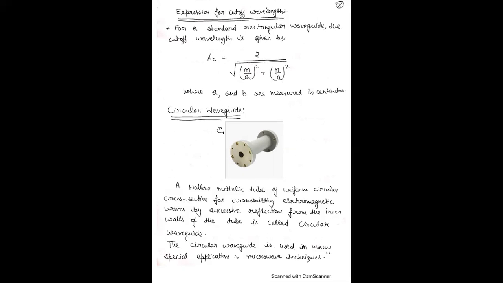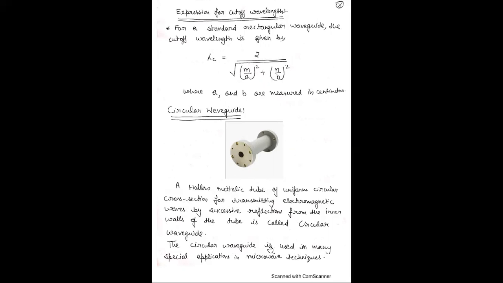Now the next is circular waveguide. Circular means the structure of the waveguide is circular. This is a hollow metallic tube of uniform circular cross section, for transmitting electromagnetic waves by successive reflection from the inner walls of the tube. This is called a circular waveguide. Same as rectangular, but the shape here is circular as compared to rectangular.